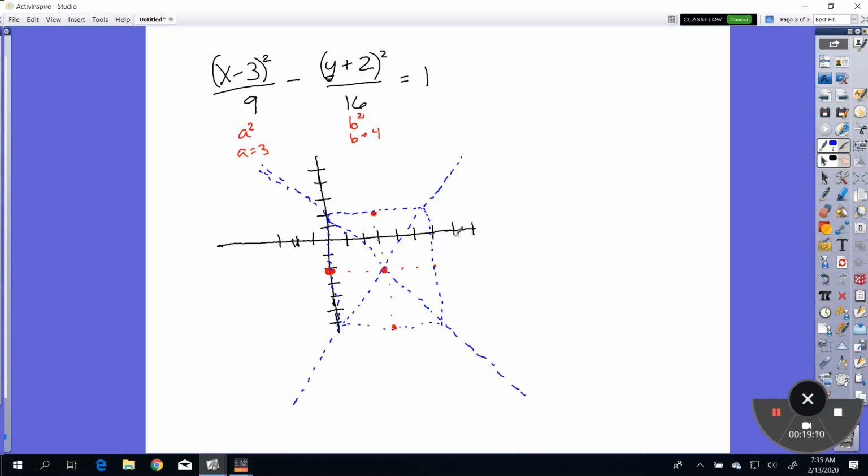So on your notes, if x is first and then negative and then y, which way does it open? Sideways or upwards? Did I tell you wrong? So it should be sideways. So it'll touch these dots on the edge of your rectangle. That's where the vertex is. And it kind of follows these dotted lines and curves and goes up.